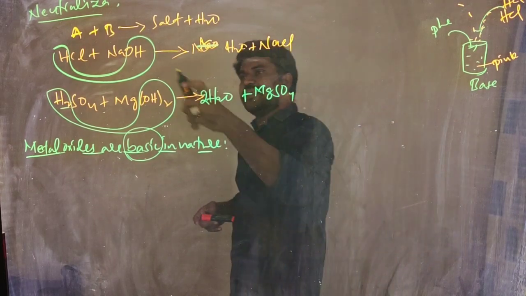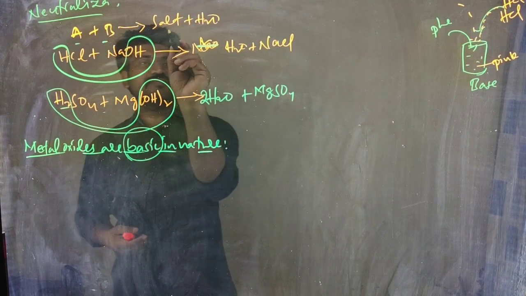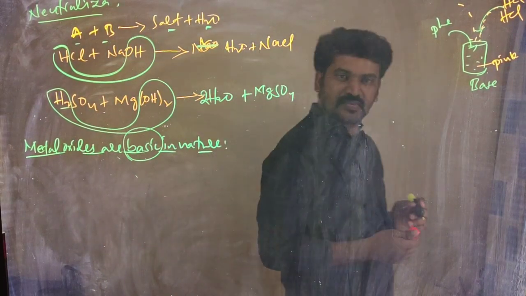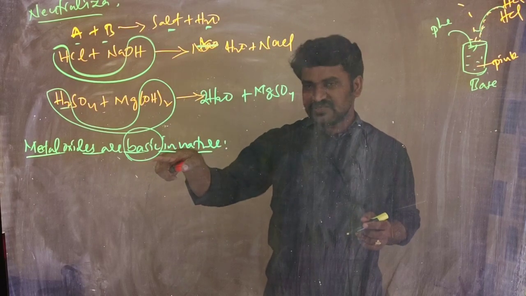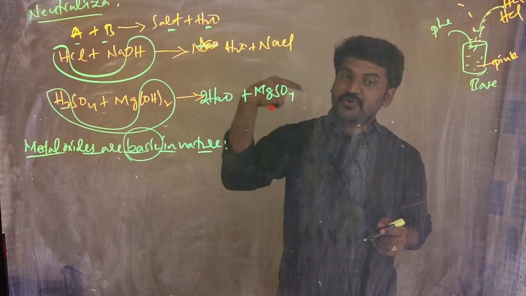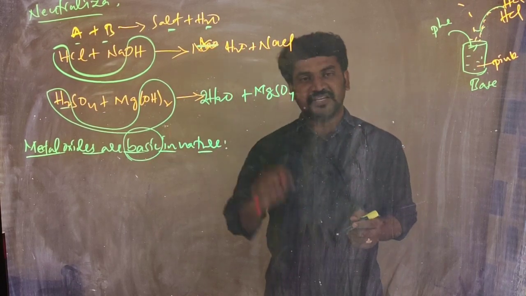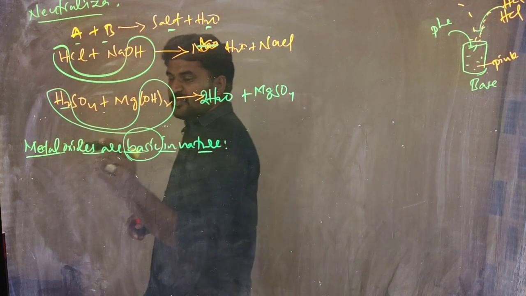So here what happens in the neutralization reaction? When acid and base react, we'll get a salt and water, no? Right? So here base is there. When you are reacting this with the acid, you need to get salt and water. If that produces salt and water, then that is basic in nature. If not, not basic. Right? So let us discuss metal oxide.